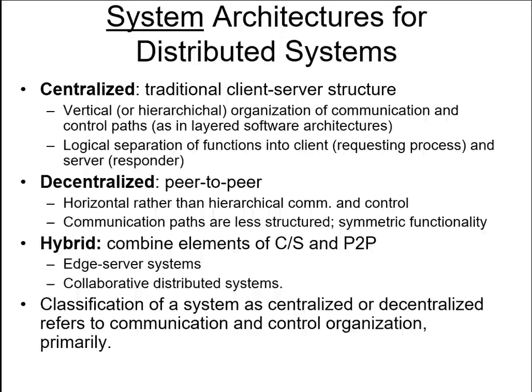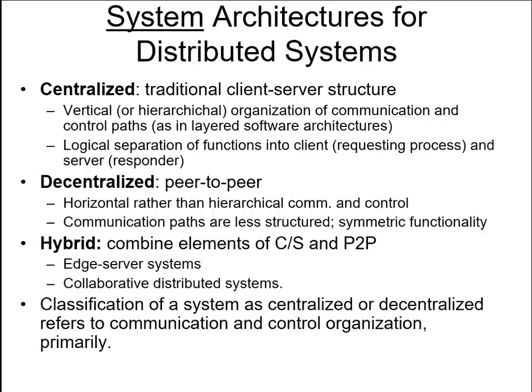Centralized architecture has a vertical organization of communication and control paths. In the vertical way, the message or communication is passed from the client to the server, with a logical separation of functions into the client. The client is basically the requesting agent, and the server is basically the responder. The server provides the services, so it is the responder.